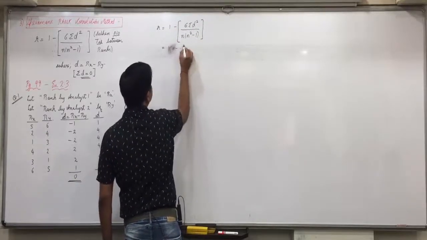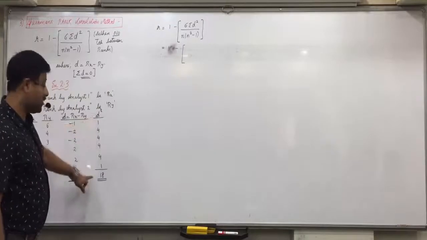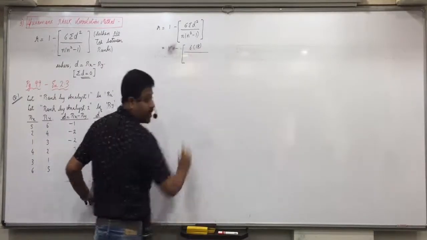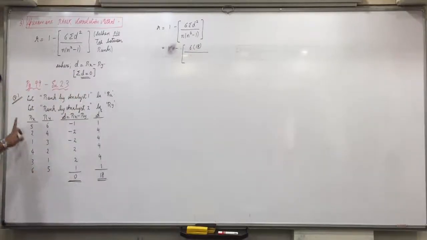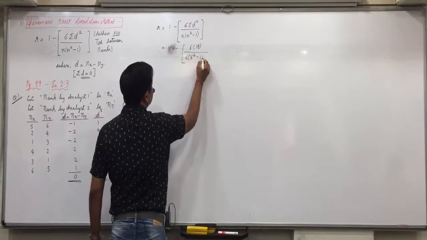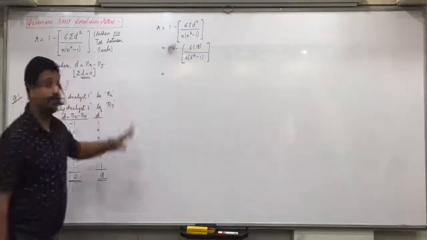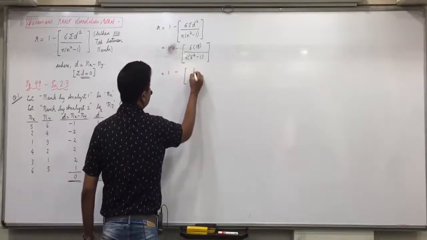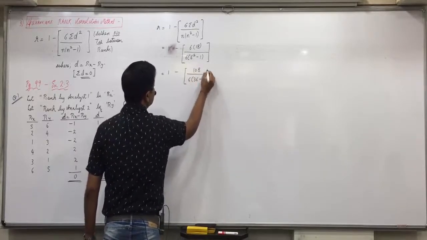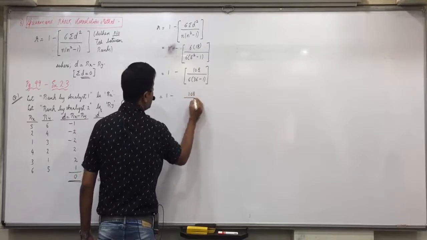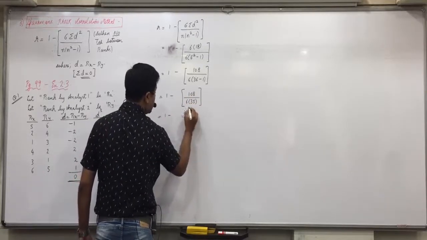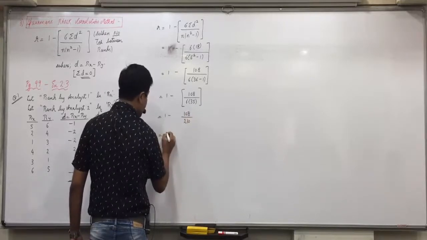So 1 minus 6 into, now what is sigma D square we got? 18. So 6 into 18, upon n, counted, 6 observations are there. So 6 into 6 square minus 1. Any doubts with this? So 1 minus 108, 6 into 18. Then 6 into 6 square is 36 minus 1. 1 minus 108 upon 6 into 35. 1 minus 108 upon 210.